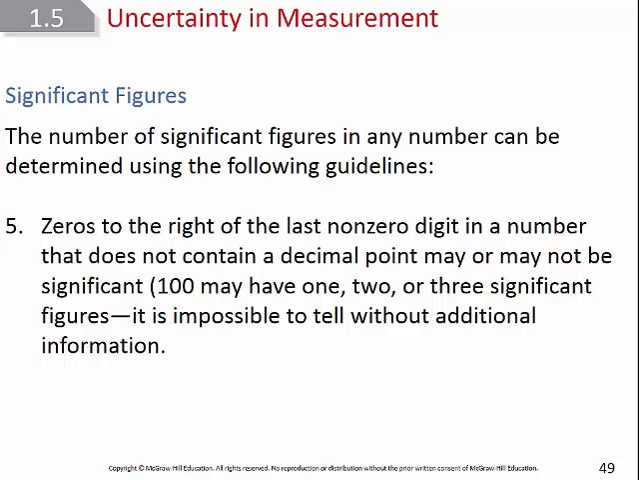What if there's no decimal place? Well, then it's ambiguous. You don't know. 100, for example, may have 1, 2, or 3 significant figures. It's impossible to tell without being given more information. So whoever wrote that number, took that measurement, should have given you more information. Say you are the one taking the measurement and you want to show that this number has, say, just 2 significant figures. How can you do that?